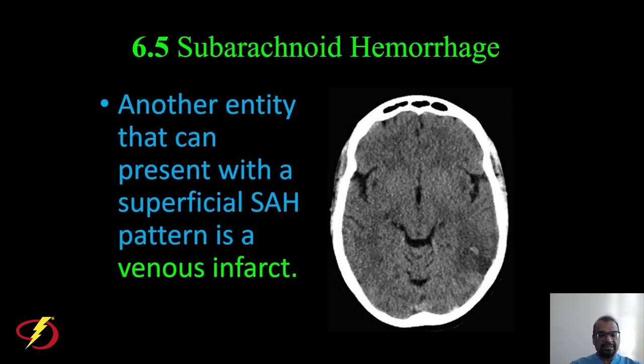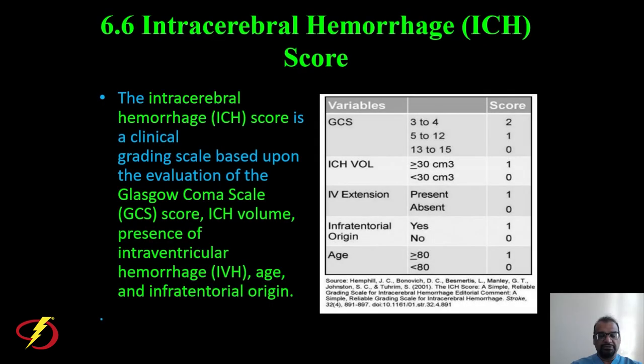Another entity that can present with a superficial subarachnoid hemorrhage pattern is a venous infarct. Now we're going to talk about venous infarcts and venous occlusions in the brain in a subsequent lecture. But just for now, just know it's on the differential for superficially located subarachnoid hemorrhage.